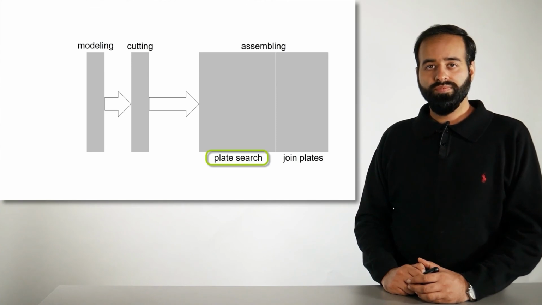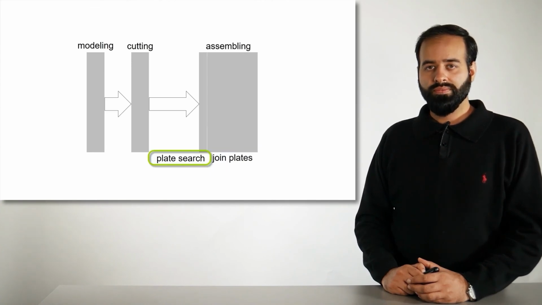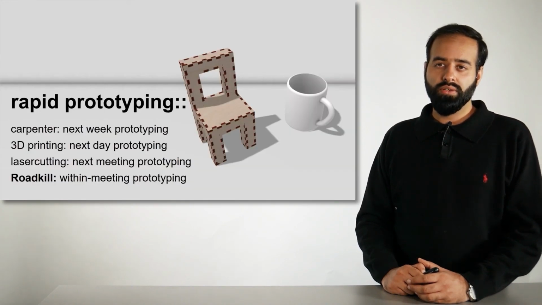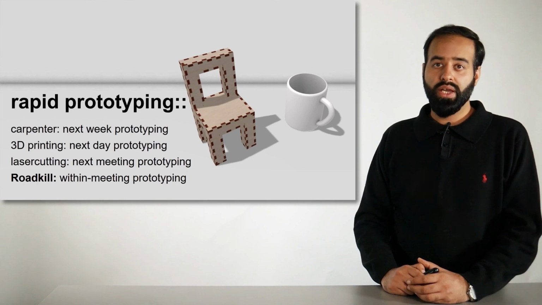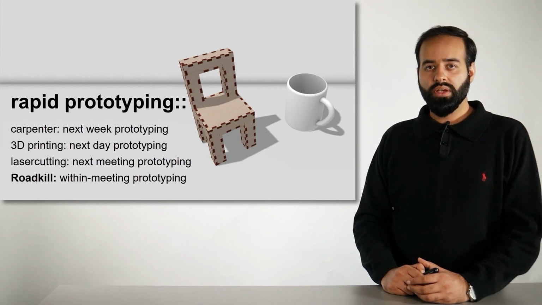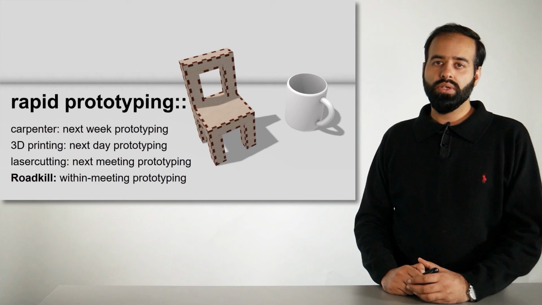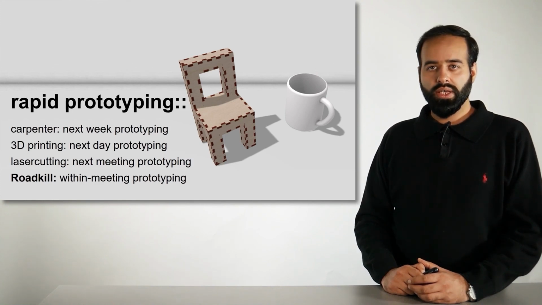So in conclusion, Roadkill minimizes plate search, speeding up the assembly process, and in turn speeding up the entire laser cutting workflow. Zooming out, the objective of Roadkill is to accelerate rapid prototyping by another step. Before the introduction of fabrication technology, one might have outsourced the creation of a chair model like this one to a craftsman. The introduction of 3D printing and laser cutting allowed doing this in-house. My objective is to speed up prototyping to the point where it can be performed within the time frame of a meeting.